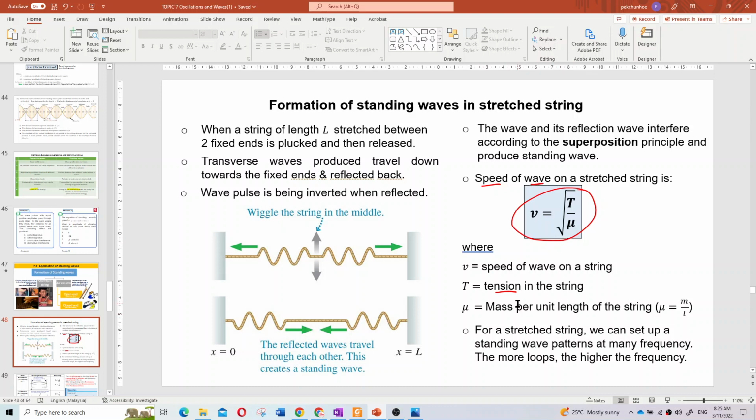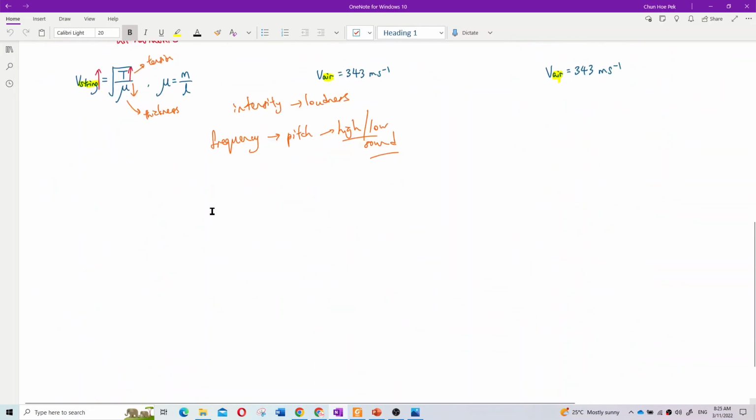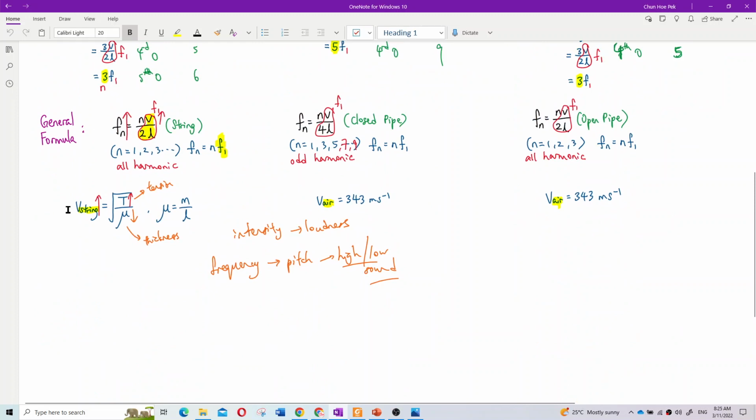If I should actually just write something. Rather, I see. Last time I taught you before, right? You see? See? Tension in the string.